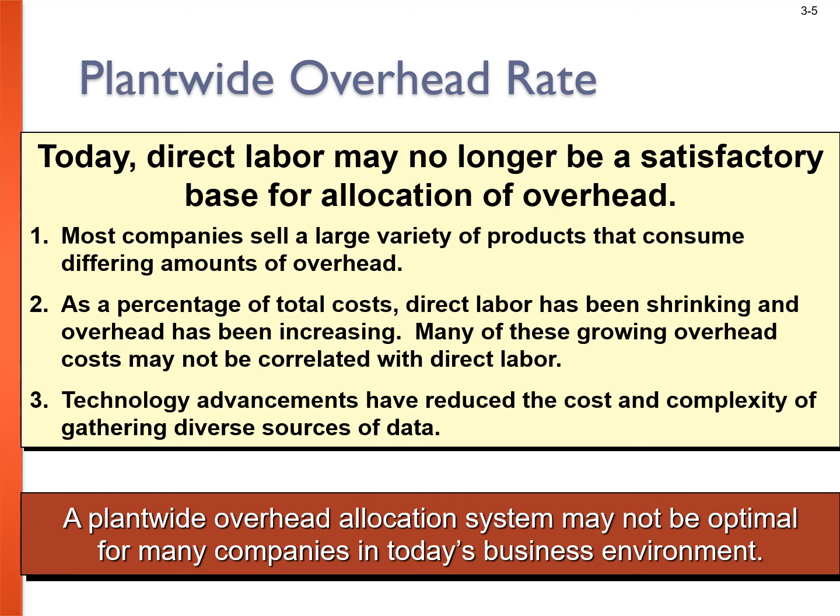Technological advances have reduced the cost and complexity of gathering diverse sources of data, so it's easier to collect information about overhead, about specific products, where before it wasn't. So a plant-wide overhead allocation system may not be optimal for many companies in today's business environment. We're not saying they still don't use it. We're just saying maybe there's something better out there.